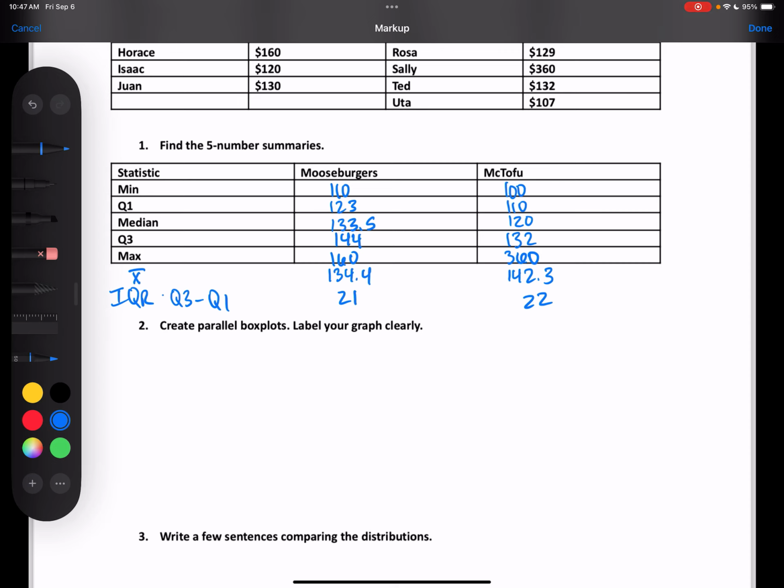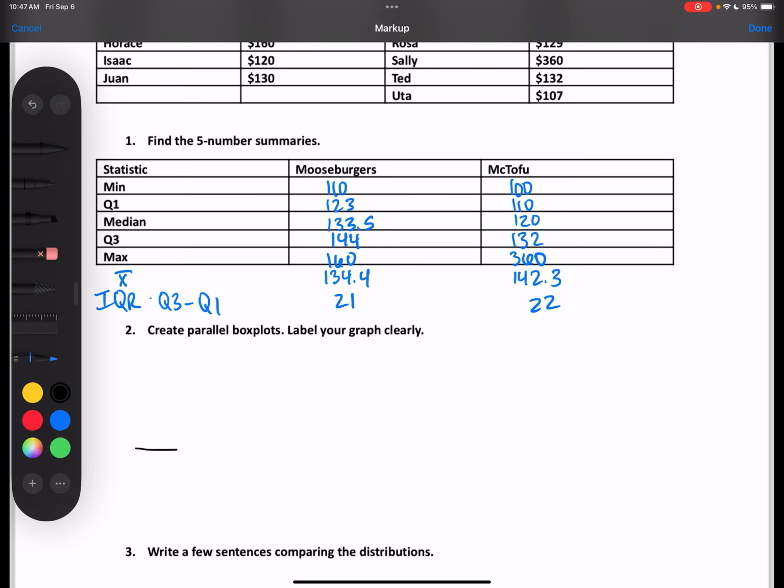So I'm going to create a parallel box plot. I'm going to do them on top of each other. I'm going to go from 100 to 400 in increments of 50. So we're just using one line for both. Yep. And this is salary in dollars.